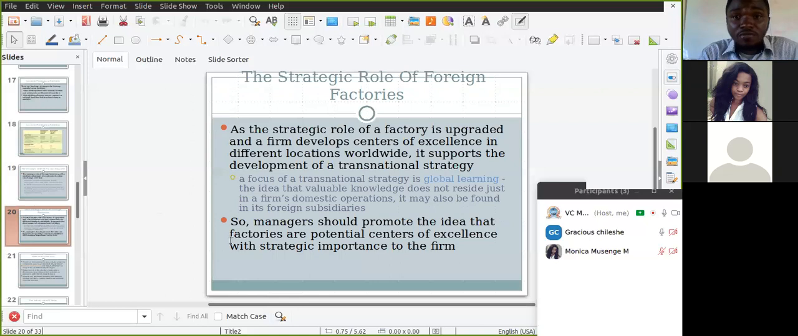The strategic role of foreign factories is upgraded and the firm develops centers of excellence in different locations worldwide, which supports the development of transnational strategies. A focus of transnational strategy is global learning, the idea that valuable knowledge does not reside just in domestic operations, it may also be found in its foreign subsidiaries.